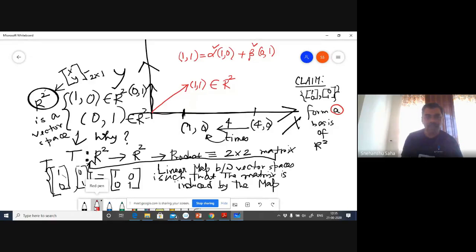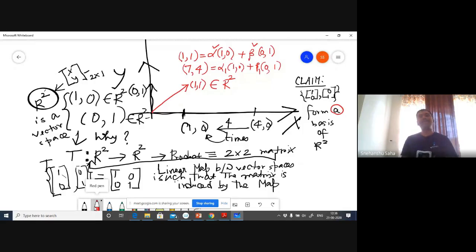Now, can you think of any vector in the same vector space which cannot be expressed by 1, 0 and 0, 1? No, right? In fact, everything under the sun, as far as R2 is concerned, can be expressed as a linear combination of 1, 0 and 0, 1. For example, if I take 7, 4, I can write it as alpha 1 times 1, 0 plus beta 1 times 0, 1, where alpha 1 is 7 and beta 1 is 4.